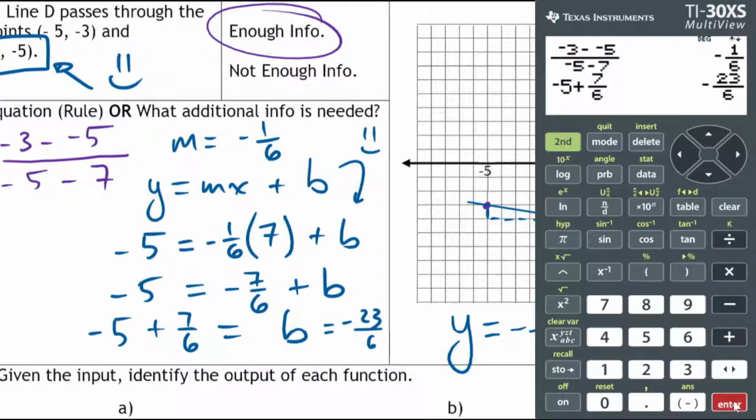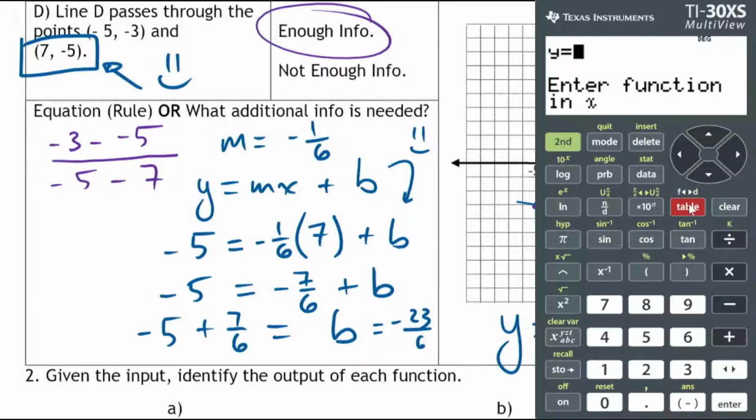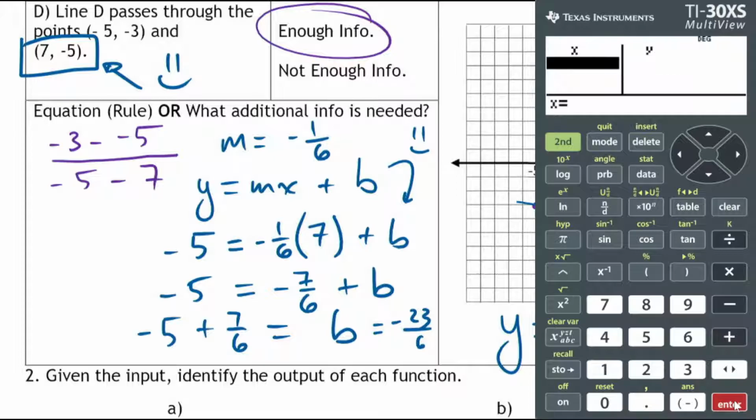Now, I have powerful tools for checking if this is correct, and I discussed this in class last Friday. Let's take a quick look. I'm going to grab table and enter that function. I'm going to say y is negative 1/6 x minus 23 over 6. When I press enter, I'll come down here to ask. I like it when it asks me. And now I can see if my equation's giving me the right thing.